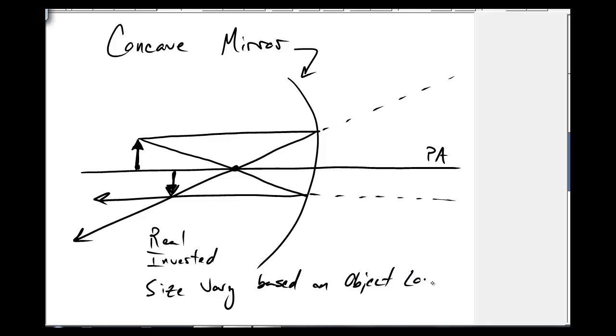You might use one of these mirrors, like if you're a woman, as a makeup mirror. It can be used to magnify, so you can make the image bigger than the object is. You can make the image smaller. You can make the image the same size. But this is why we don't use them in your car.